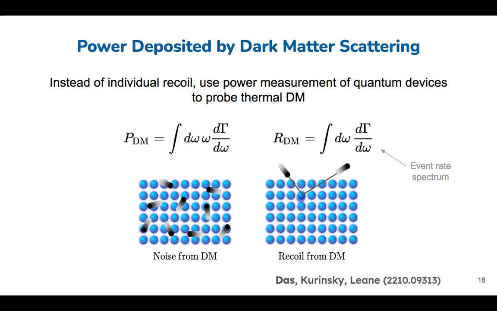In this case, mathematically, you just multiply the event rate spectrum by another factor of energy, and then you get your power.